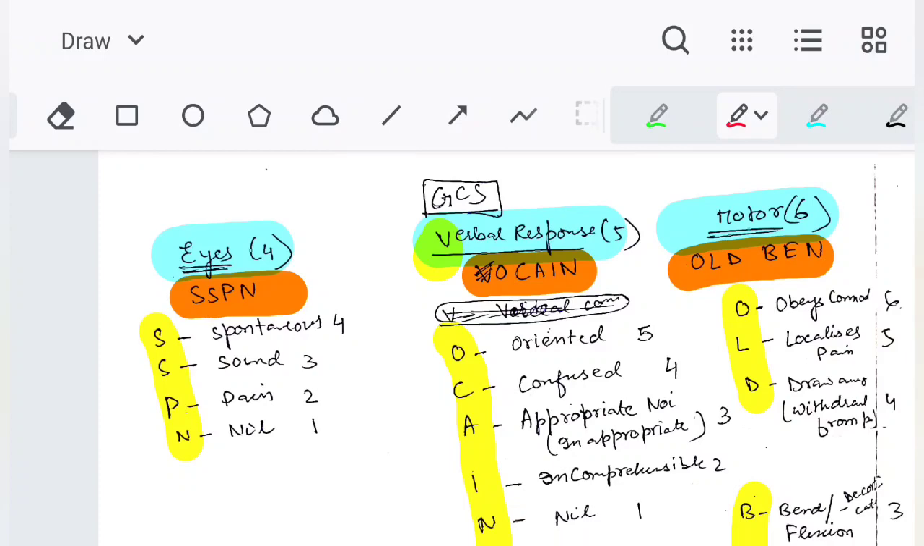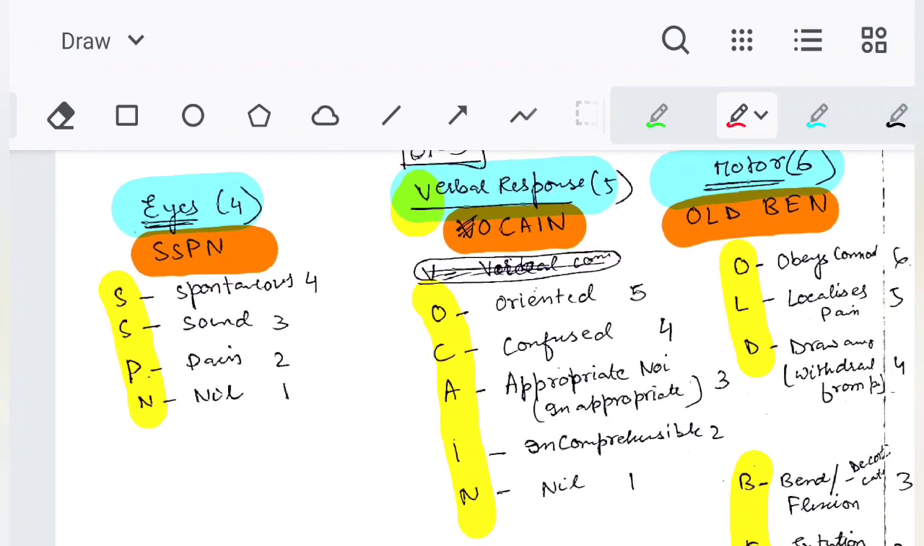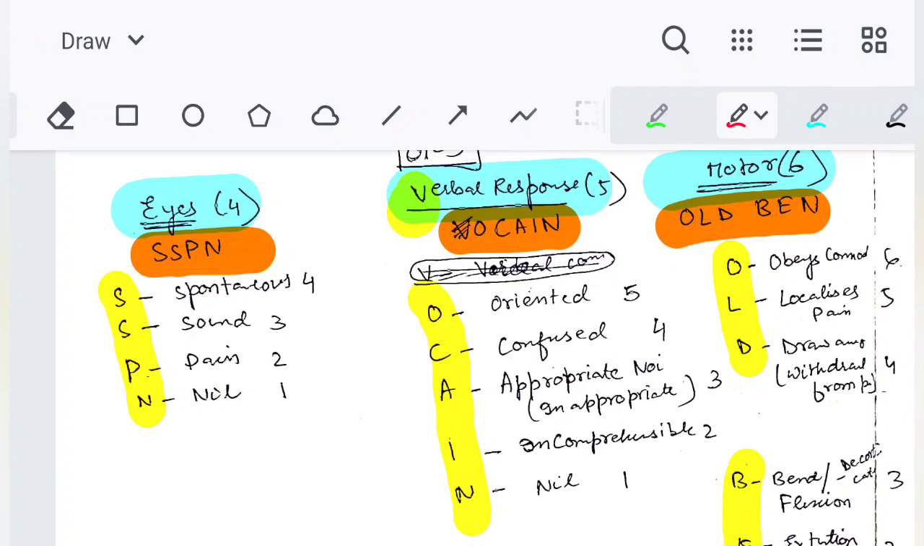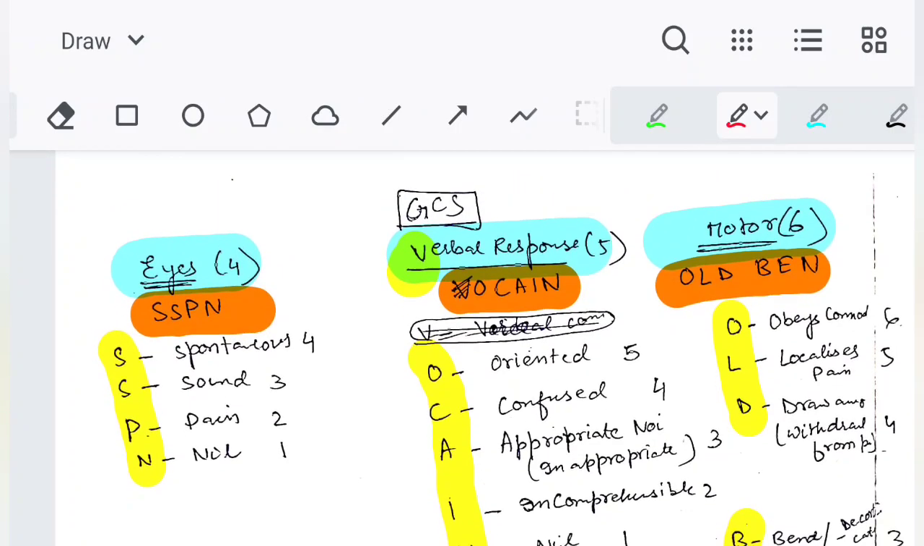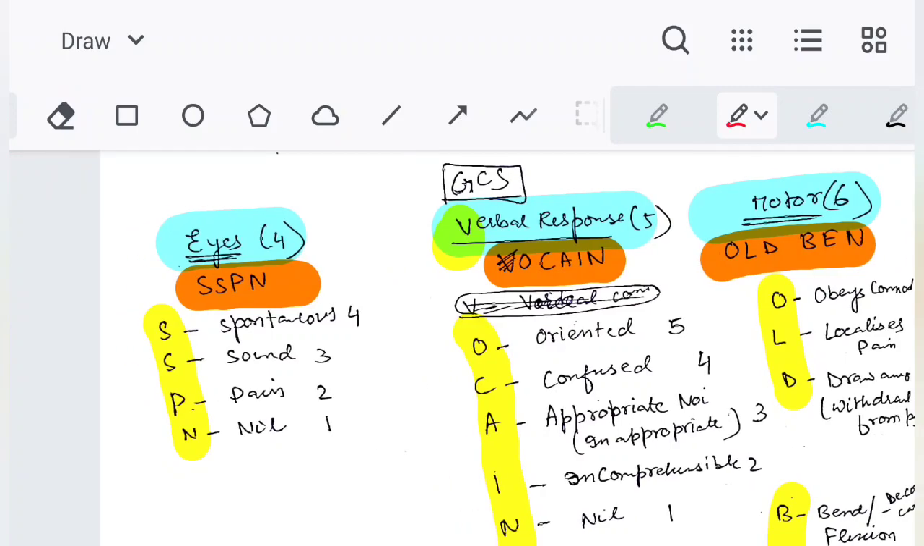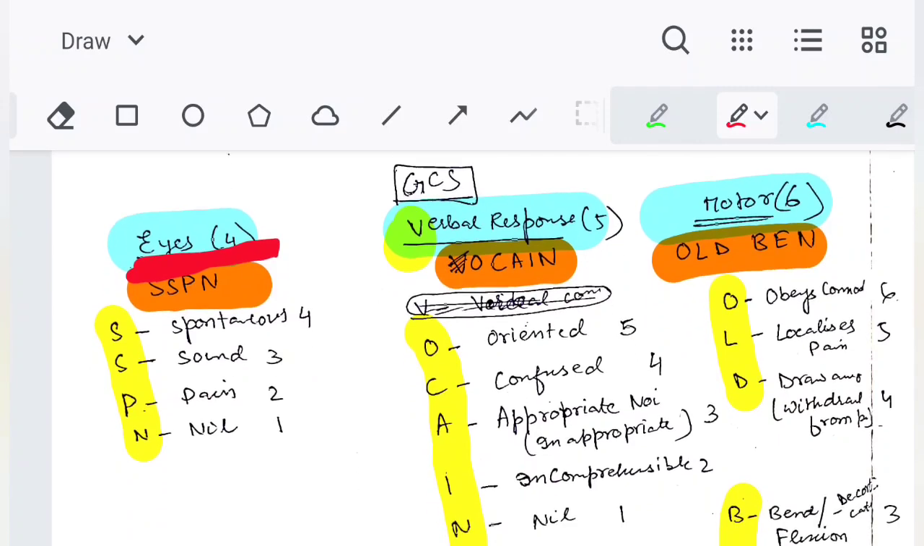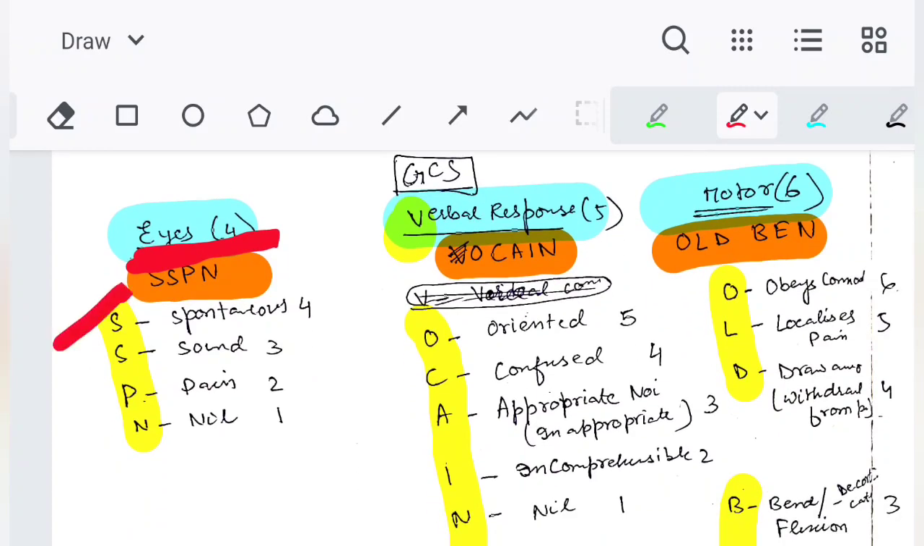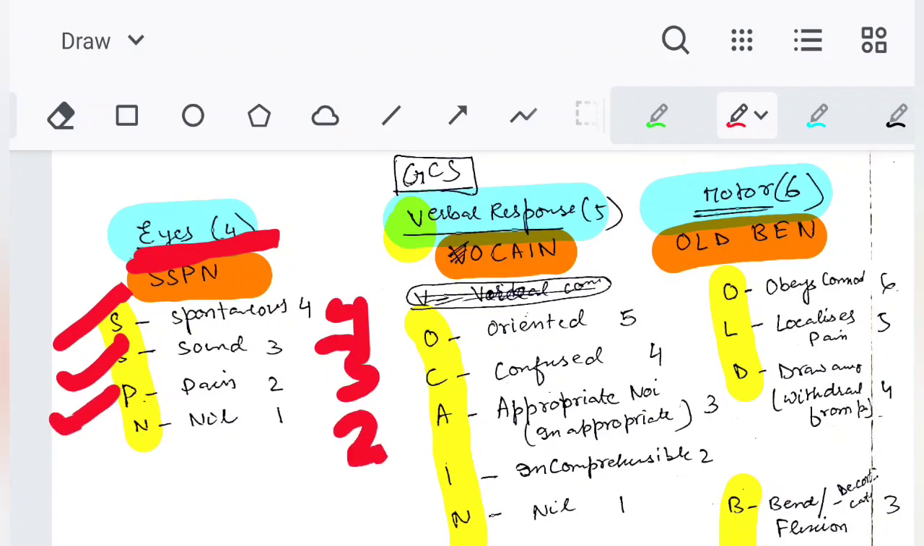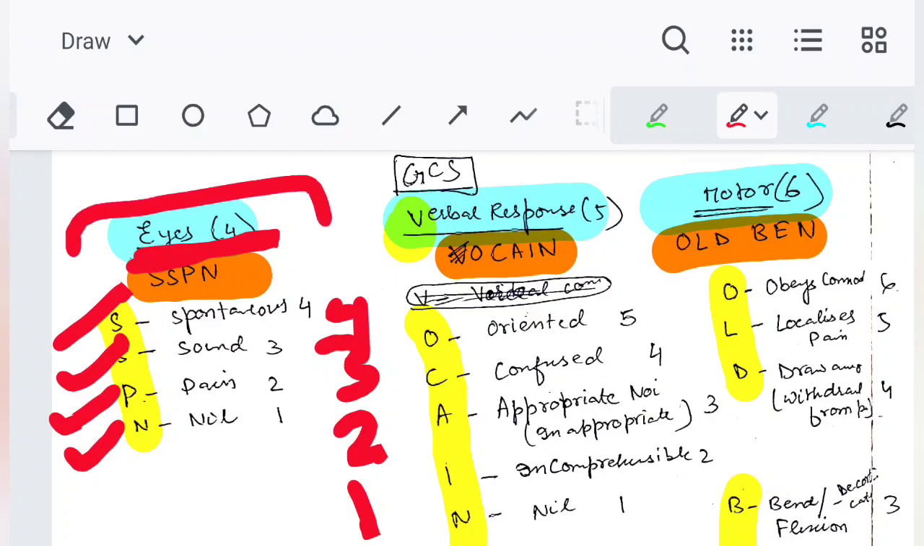Now here comes the mnemonic, how to remember all this scoring for the GCS scale. Okay. First coming to the eye component. The mnemonic is SSPN. So S is spontaneous eye opening, that is a score of 4. Then to sound, that is 3. Then to pain, that is 2. Then nil or none, 1. So SSPN is the eye opening mnemonic.